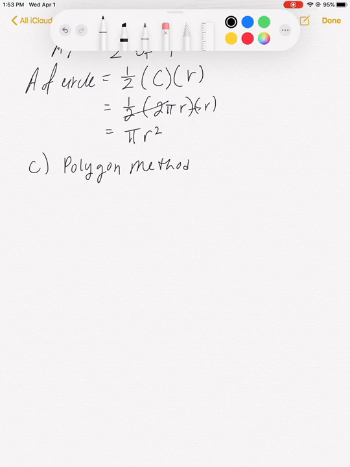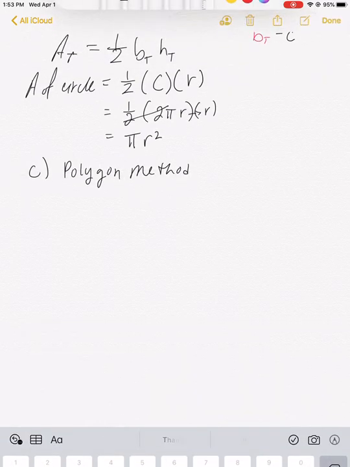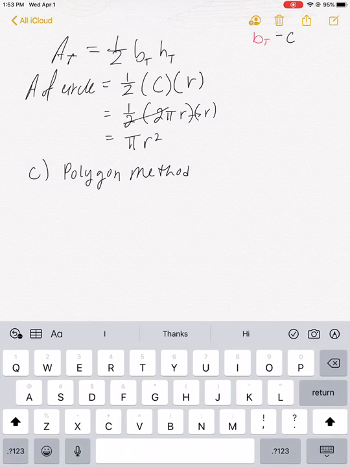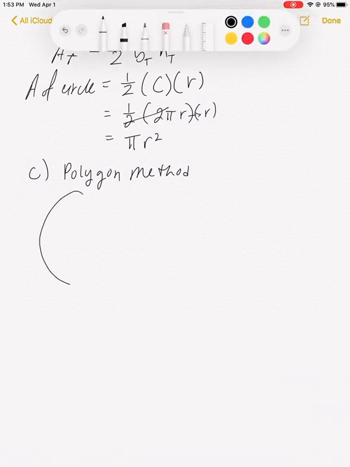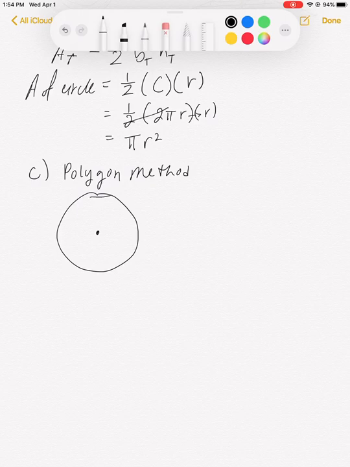So the polygon method, sorry about that. Let me try to get a better circle here. Okay. It takes the circle and divides it up into a polygon. So it inscribes a polygon within it here. A polygon has a certain number of sides. So this is an approximation of the area of a circle.